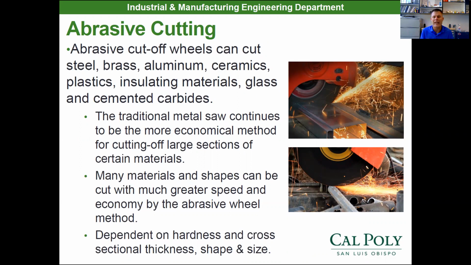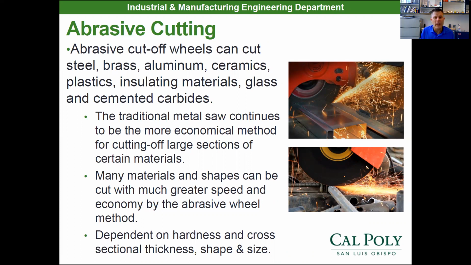Just got to make sure you got the right cutoff wheel for the alloy you're cutting. So that traditional metal saw with the teeth continues to be a more economical method for cutting off large sections. However, when you have a real small section or something out in the field, you might be able to just cut it with an abrasive wheel very quickly.